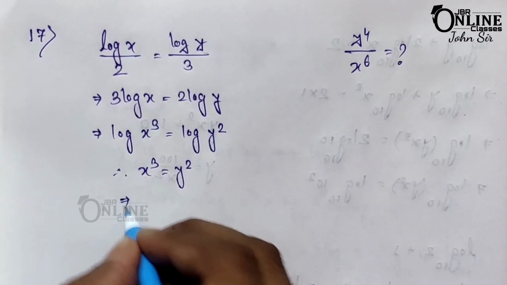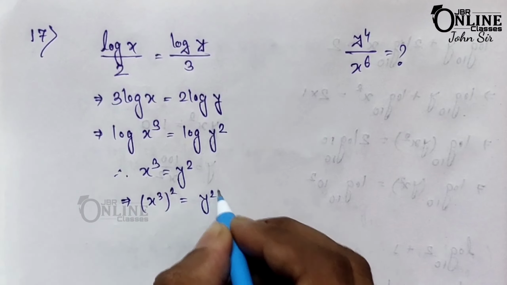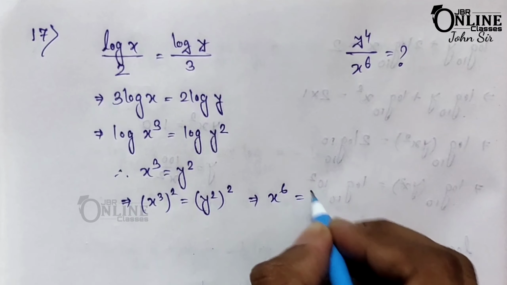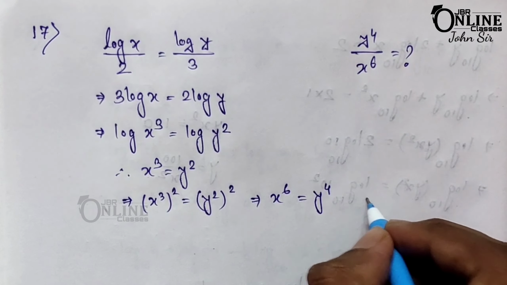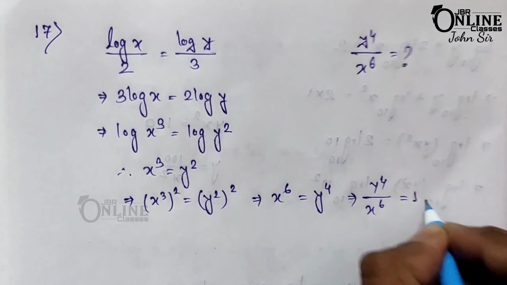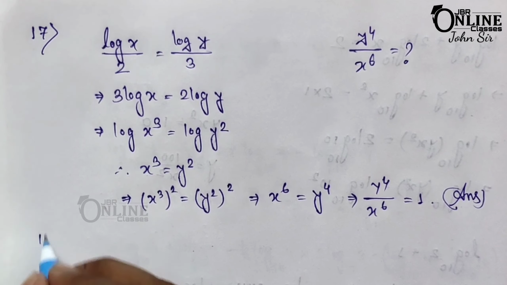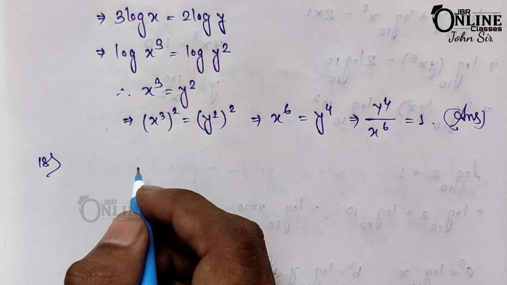Now if you squaring both sides, then you will get x cube whole square, that equal to y square whole square. So that equal to x to the power 6, and here y to the power 4. So the final value y to the power 4 by x to the power 6, that equal to 1. Now next one, sum number 18. In sum number 18, solve for x.